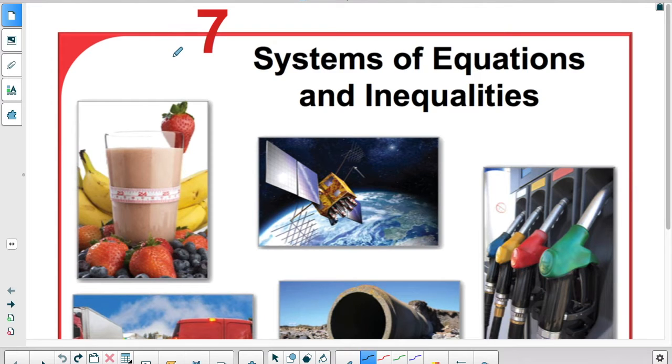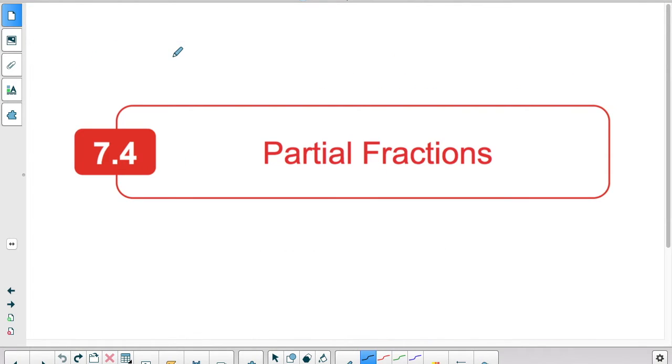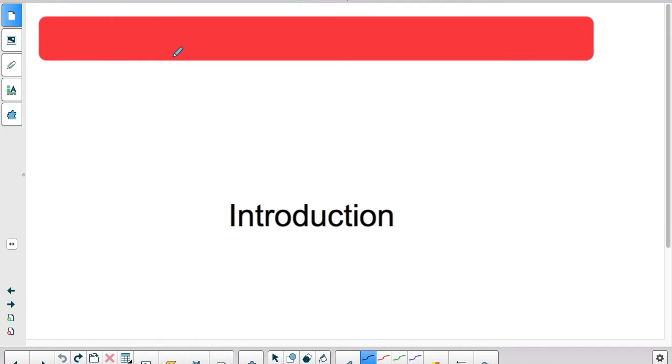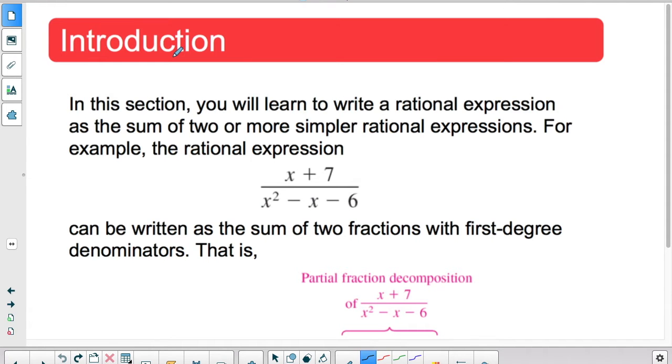Okay, so what we're doing today is chapter 7.4. We're continuing on with our systems of equations and inequalities. Now what we're talking about today is partial fractions. You've dealt a little bit with this in Algebra 2, not so much in Algebra 1, and not in the same way.